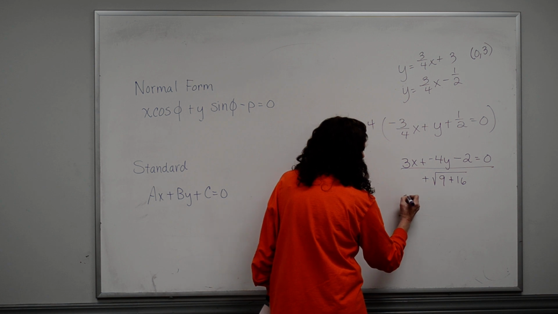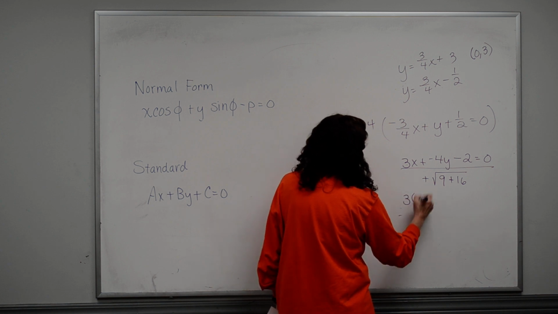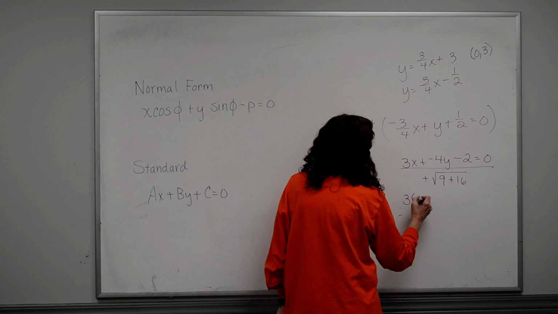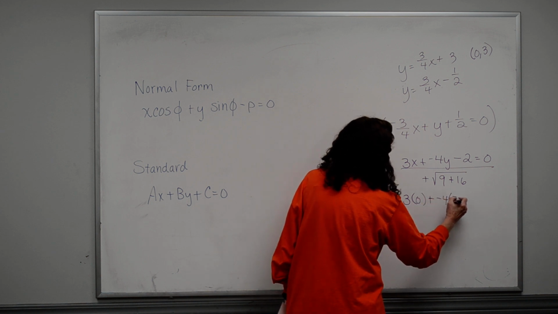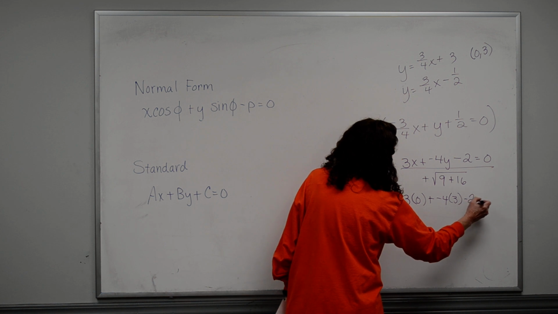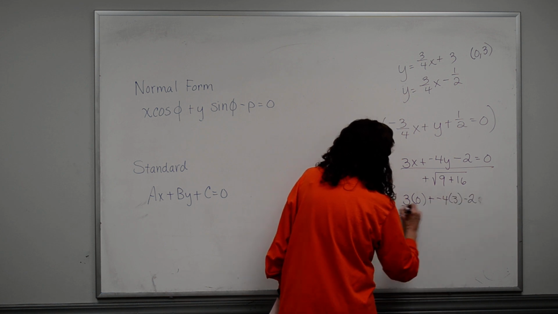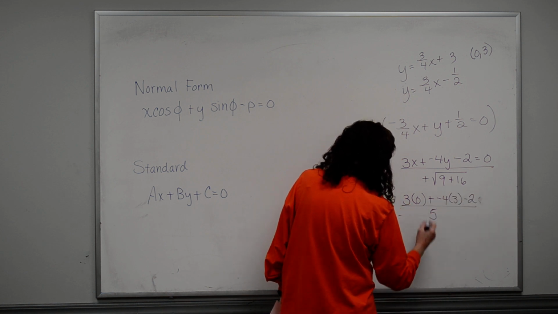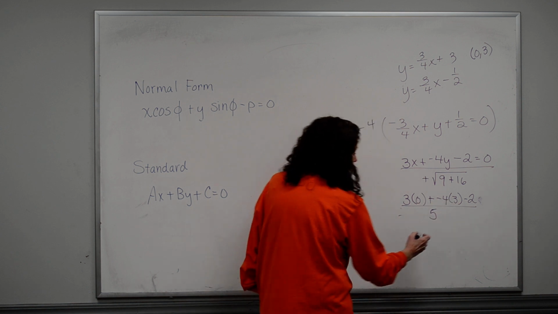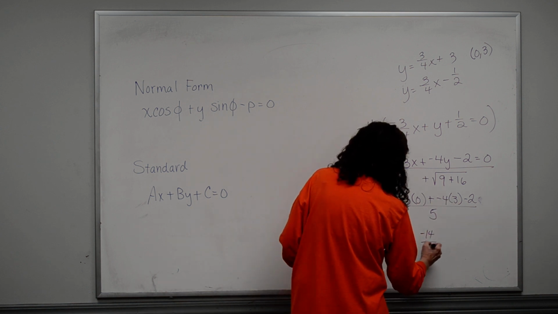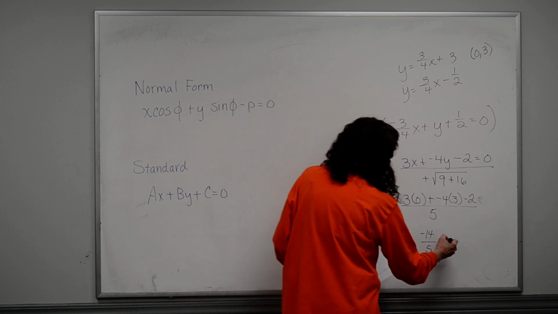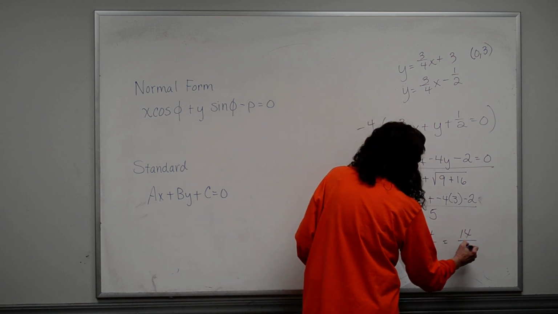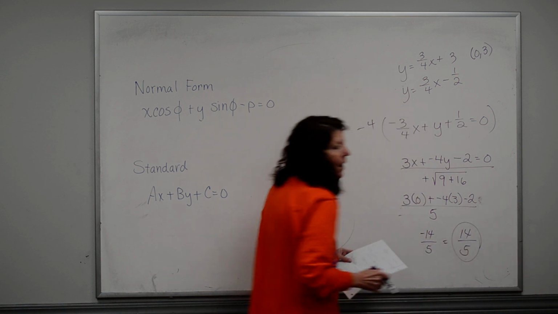So I have 3 times, and I can plug that in, 0 plus negative 4 times 3 minus 2 over 5. So that's going to give me on the top a negative 14, and on the bottom I have a 5. So your distance then, you can write it as positive 14 over 5.